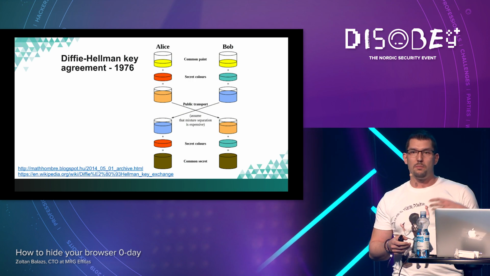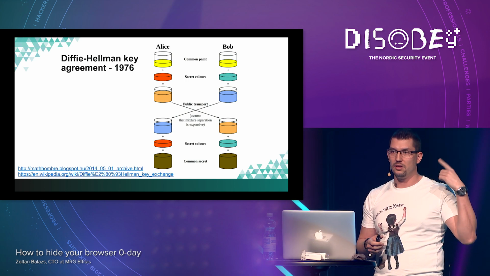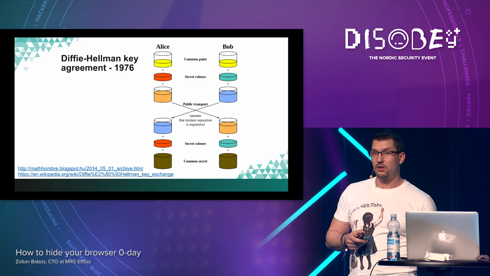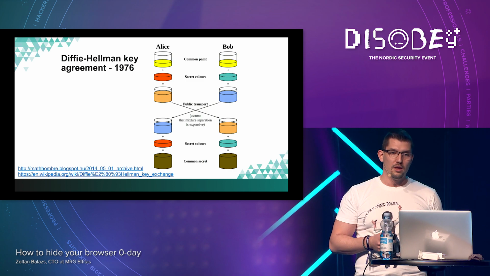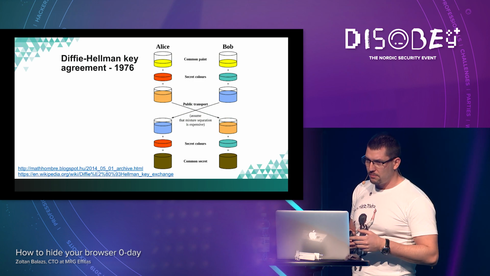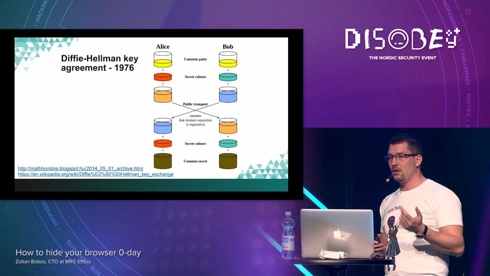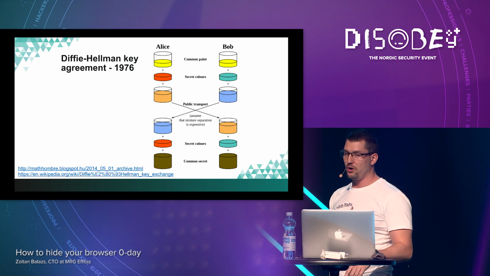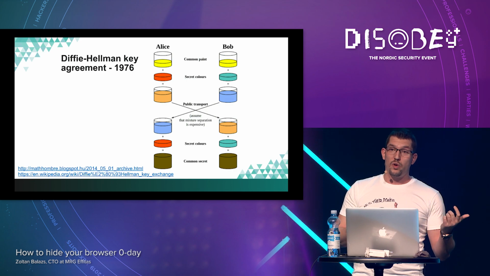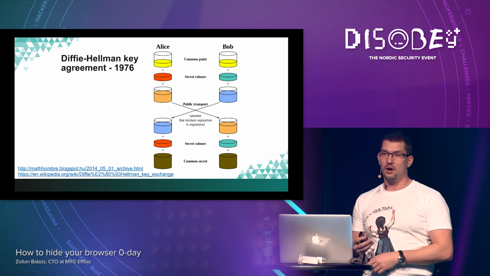So let's say that they both start with a common color they both agree on. Let's say this is the yellow one. Now both of them choose their secret color, which no one knows except them. So Alice chooses some orange, and Bob chooses, I don't know, green or something. Now they can mix the common color and their secret color together, and they will get different colors for sure, and they will send this new color on the public channel to the other party.